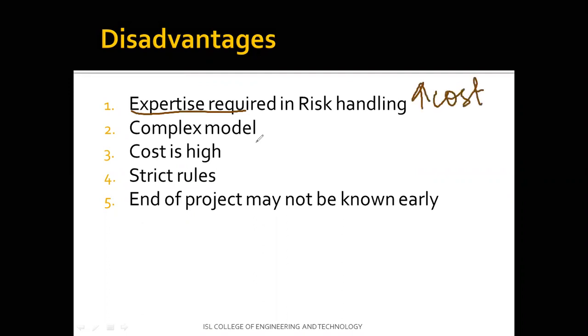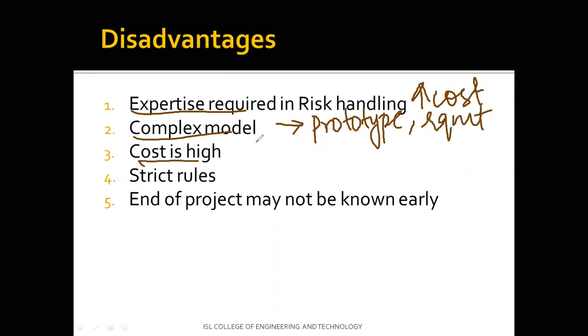Then it is a complex model, because at every instance you are creating a prototype, and the requirements in here can also be changed. The cost is high because every time the prototype is being developed from scratch. There are strict rules to be followed, because multiple teams are working in here. All the teams need to collaborate with each other. They need to maintain the speed of the development of the software.